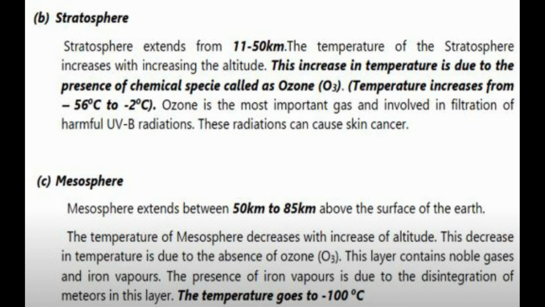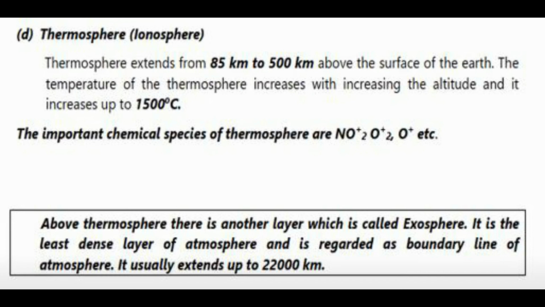Mesosphere. It extends between 50 km to 85 km above the surface of the Earth. The temperature of mesosphere decreases with increase of altitude. This decrease in temperature is due to the absence of ozone. This layer contains noble gases and iron vapors. The presence of iron vapors is due to the disintegration of meteors in this layer. The temperature goes to -100 degrees Celsius.